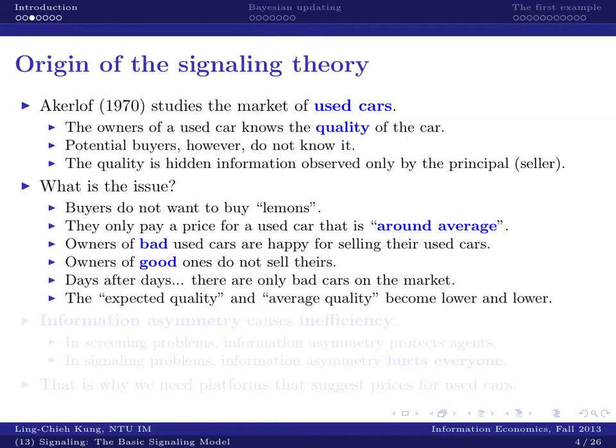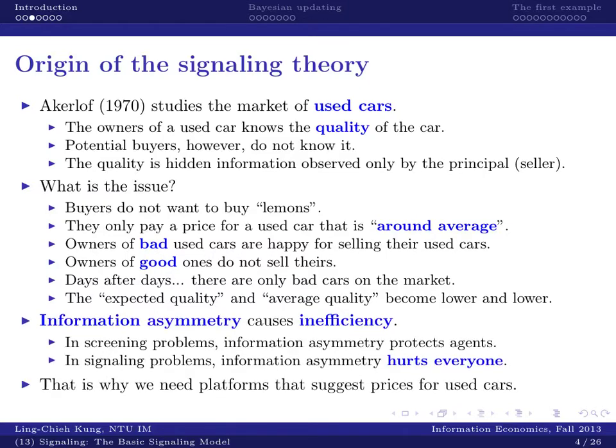Because bad car users have a strong incentive to push their cars to the market, but good car owners will only hide their cars in their garage. So there will be all bad cars on the market, and the expected quality, or the true average quality of all the cars, will become lower and lower and lower. So in this case, we can see clearly that information asymmetry indeed causes some inefficiency here, right?